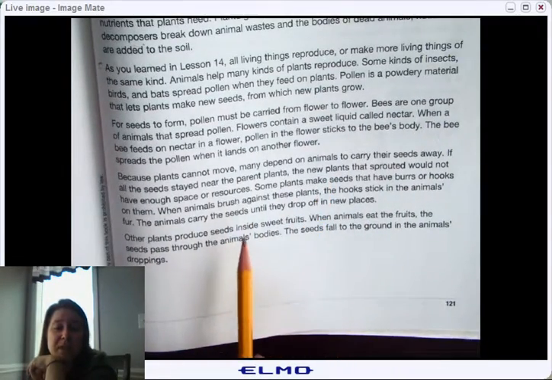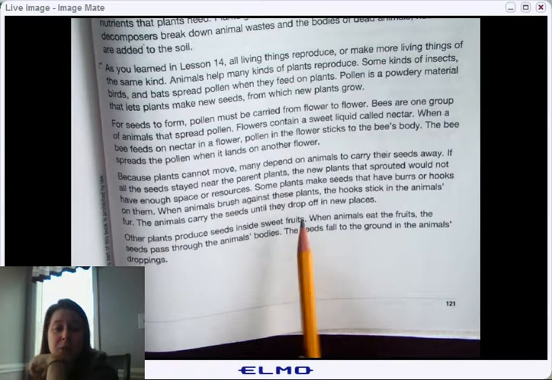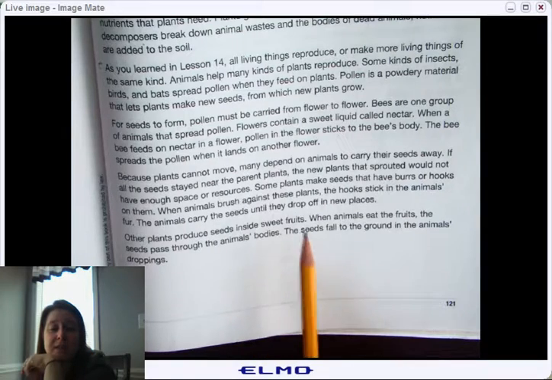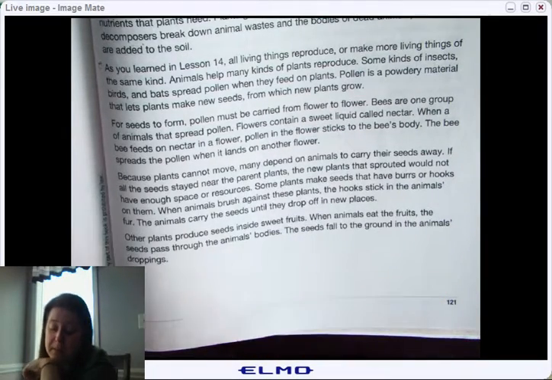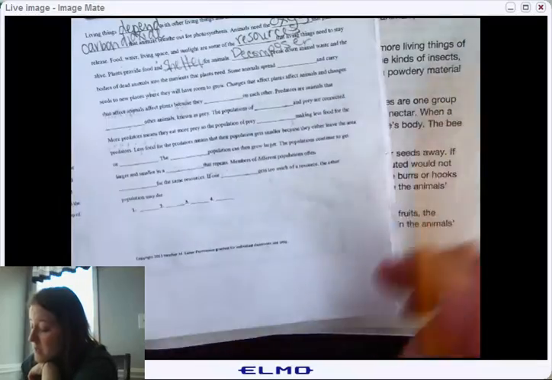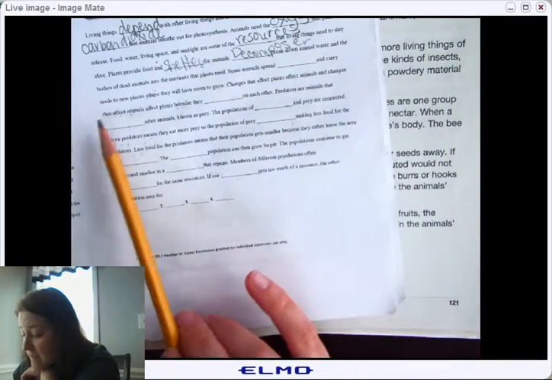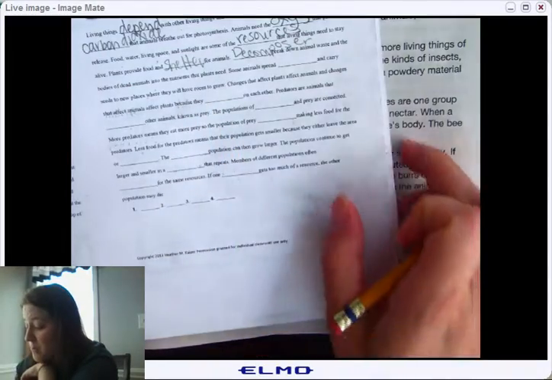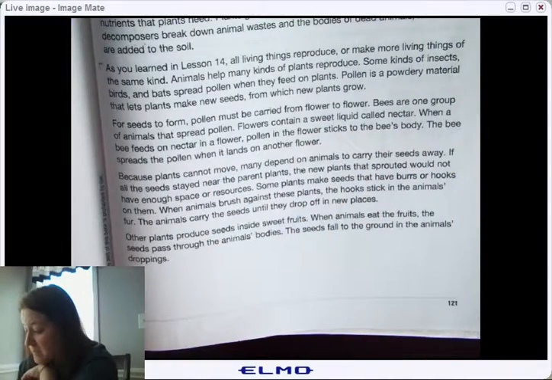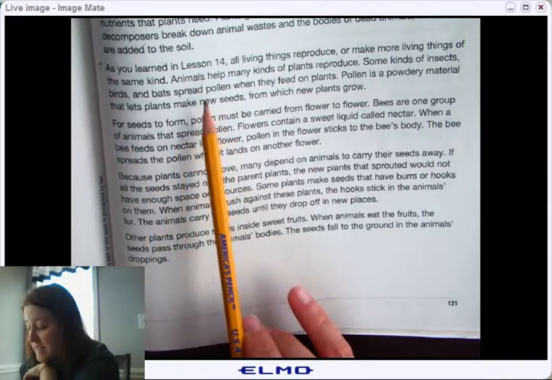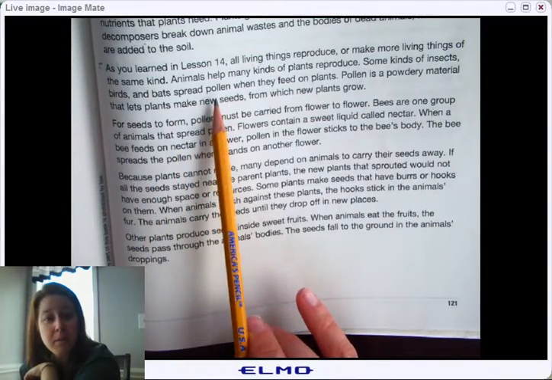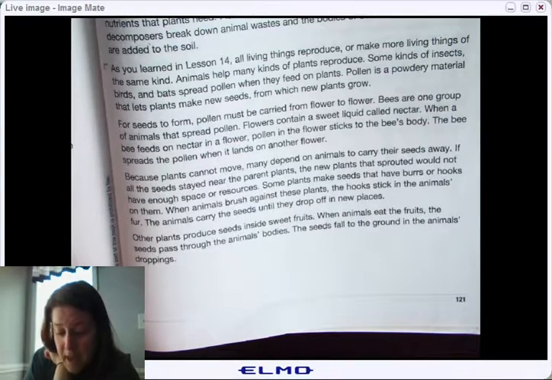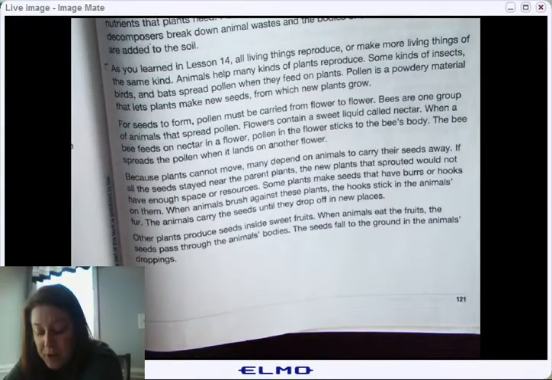Other plants produce seeds inside sweet fruits. When animals eat the fruits, the seeds pass through the animals' bodies. The seeds fall to the ground in the animals' droppings. So, some animals spread blank and carry seeds to new places where they have room to grow. Besides seeds, what do they spread? Pollen. And carry seeds to new places where they have room to grow.